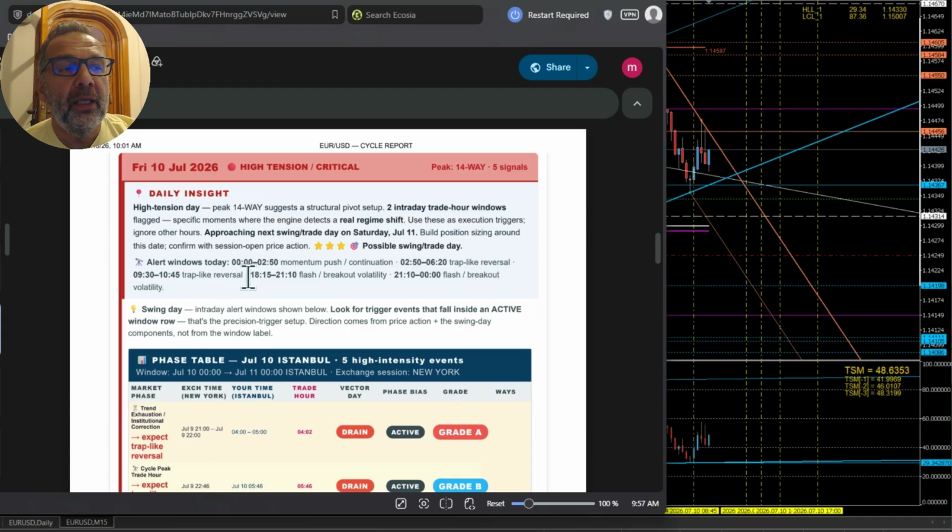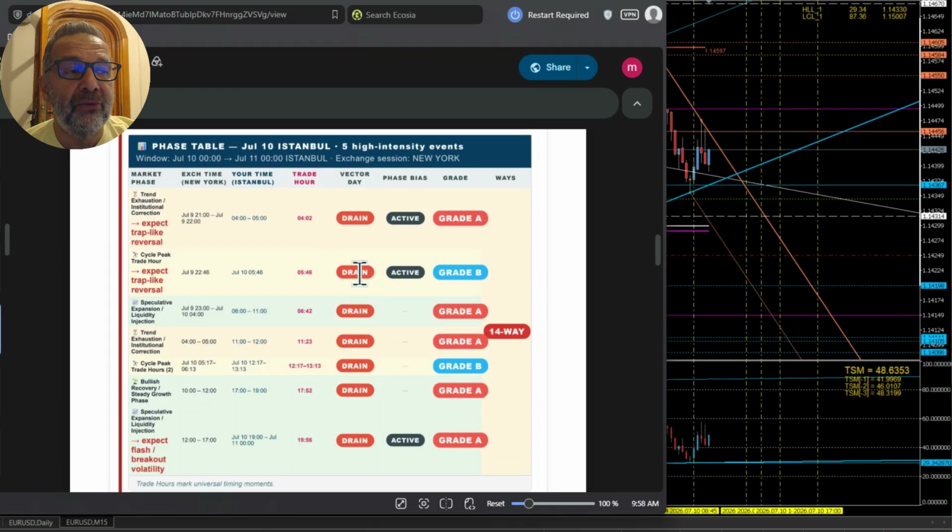And then you've got 6:15 to 9:10, flash breakout volatility. Oh, we're going to love that. And then we've got a flash breakout again as we get to the closing, so closing is going to be volatile. Now, it's really important here: it's a drain day. What does that mean? It means the market is really going to drain itself out.